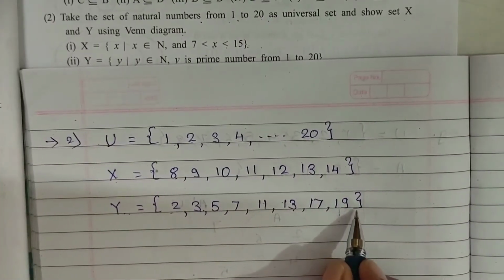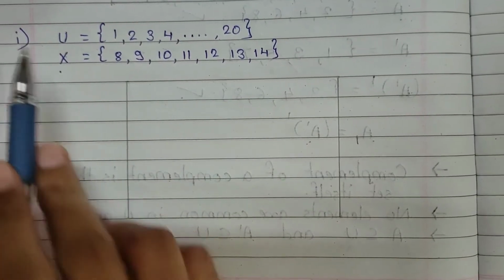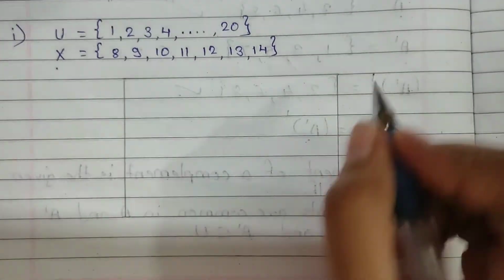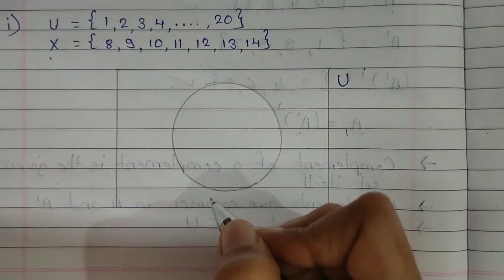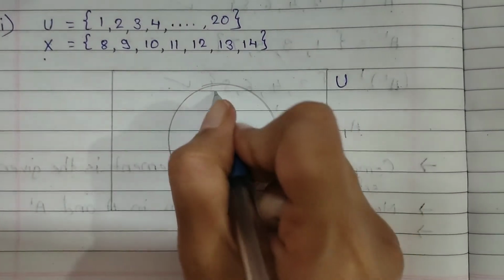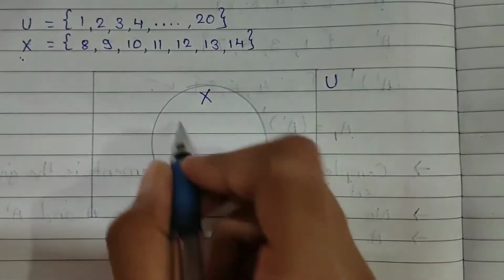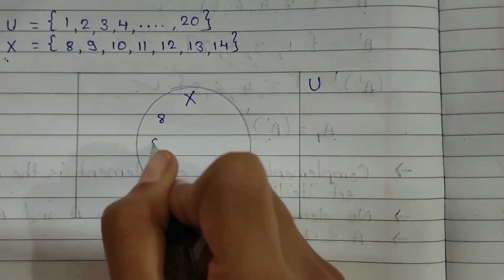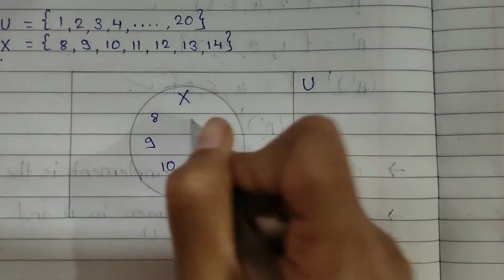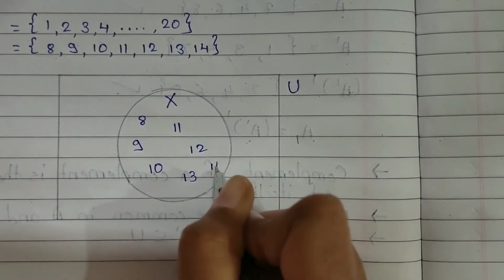Now let's proceed to the Venn diagram. Let's draw a Venn diagram for the first question. First draw a rectangle which will represent the universal set. Then draw a circle which will represent set X and copy down all the elements of set X inside the circle. So which elements are they? 8, 9, 10, 11, 12, 13, 14.